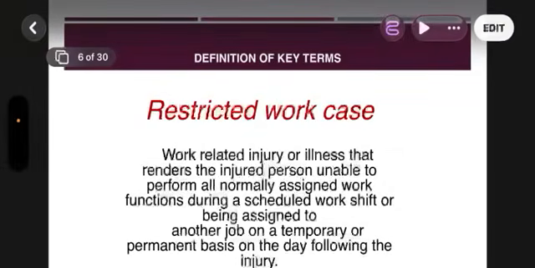A work-restricted case is a work injury or illness that renders an injured person unable to perform all normally assigned work functions during a scheduled work shift, or results in being assigned to another job on a temporary or permanent basis the day after the injury. So somebody who uses his hand to work, for example, got injured in his hand. Such a person has been restricted from using that hand to work because of the injury. It's called a restricted work case.